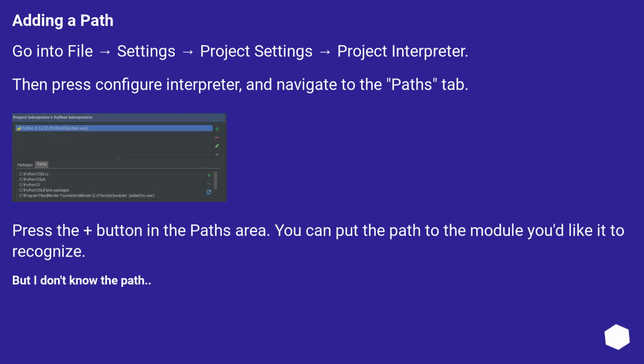Then press Configure Interpreter, and navigate to the Paths tab. Press the plus button in the Paths area. You can put the path to the module you'd like it to recognize. But I don't know the path.